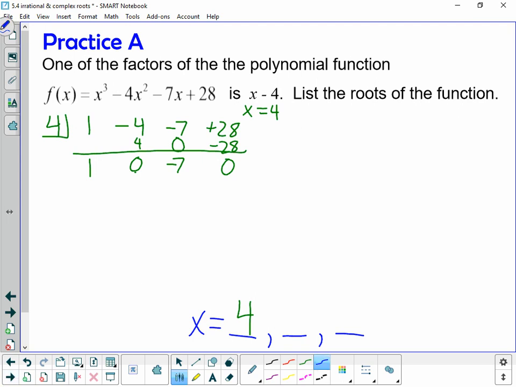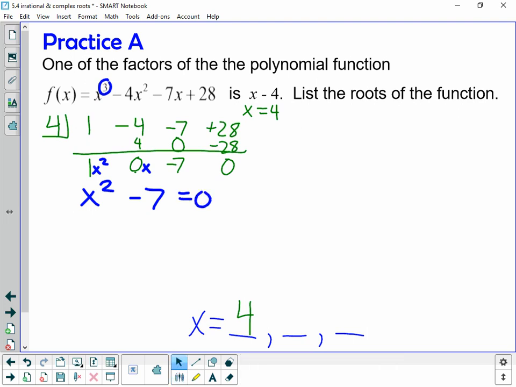So you got to decode your coefficients there. Original equation is degree 3, so this is a degree 2 equation. That's my x squared. This would be x. This one has 0x. So it just looks like x squared minus 7. Our other 2 roots are going to come from this. We're trying to solve x squared minus 7.